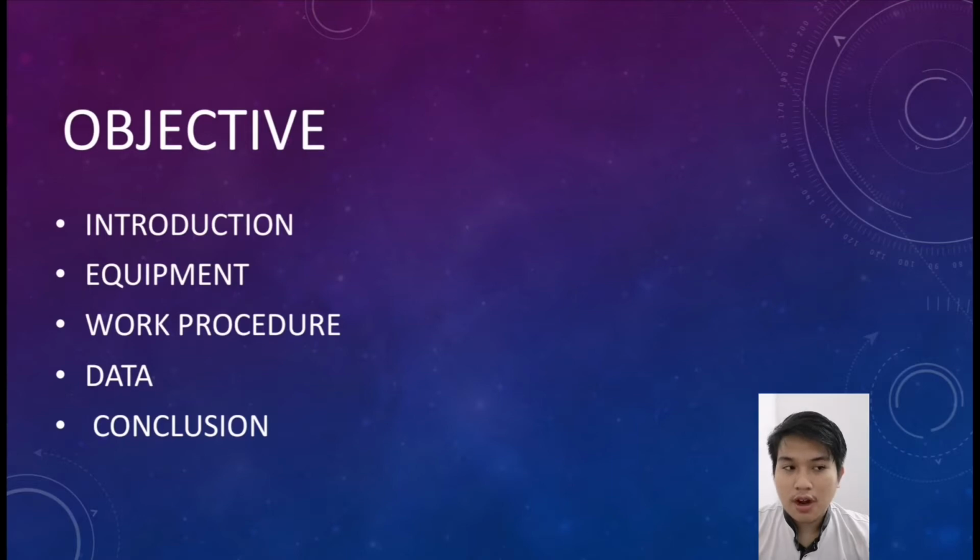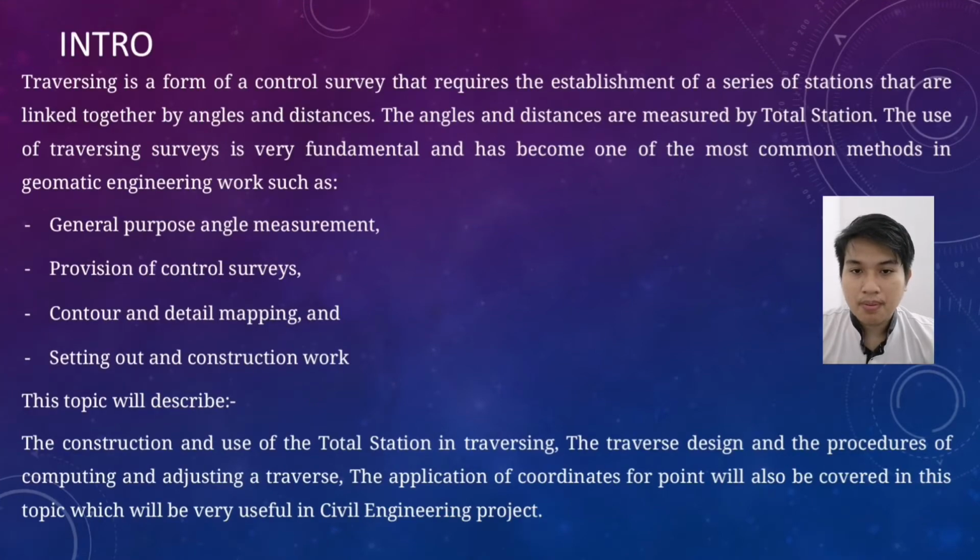Now the next slide is the objective. We have 5 items to present. Number 1 is introduction. Number 2, equipment. Number 3, work procedure. Number 4, data, and the last one is conclusion. The next slide is the introduction.